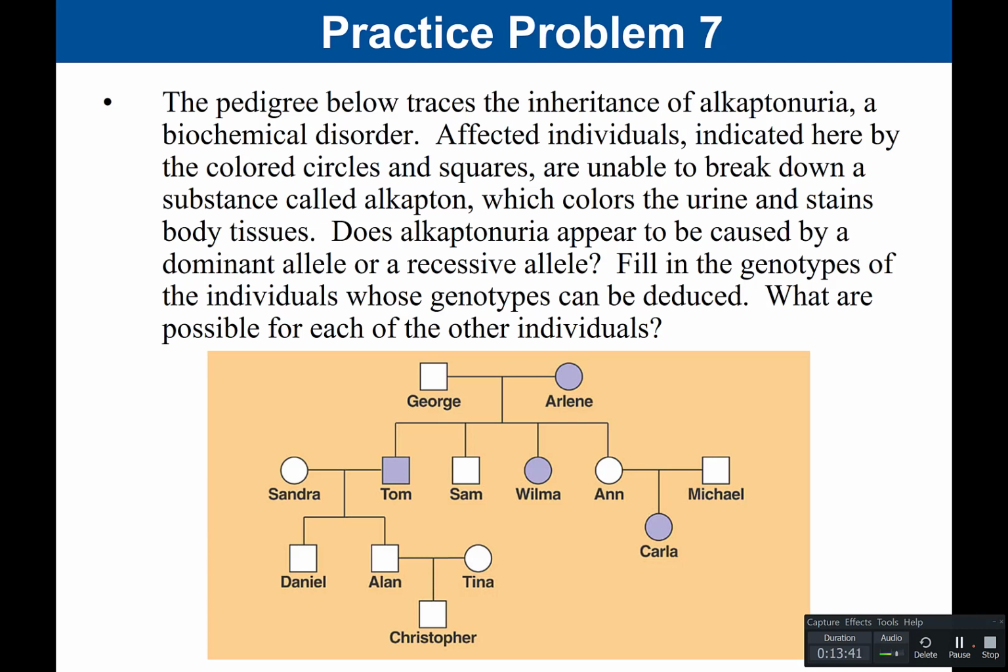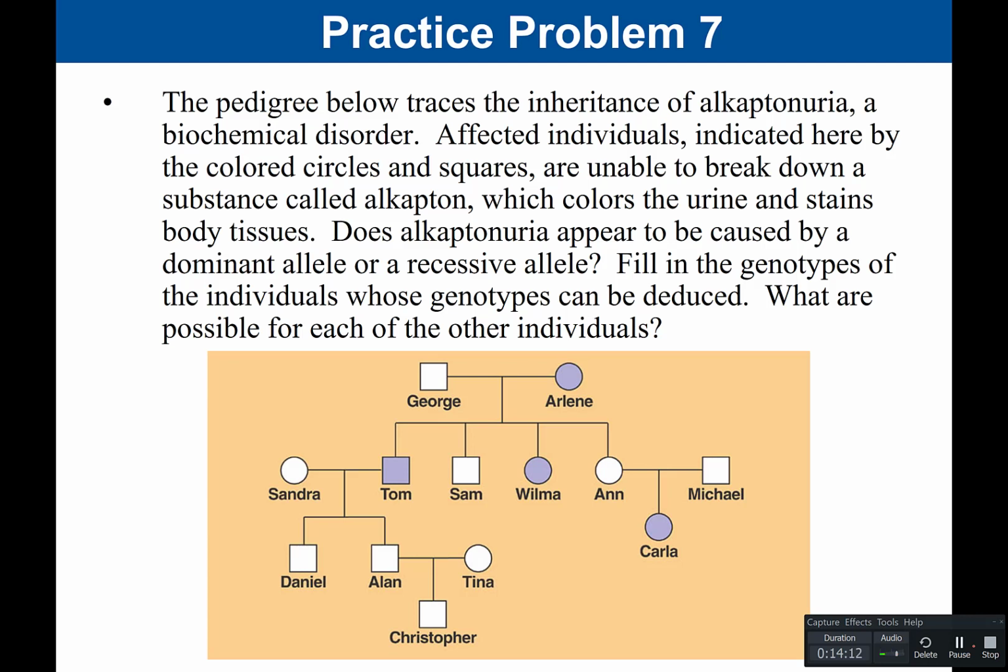Does alkaptonuria appear to be caused by a dominant allele or recessive allele? And then fill in the genotypes of the individuals whose genotypes can be deduced. What are the possible genotypes for each of the other individuals? So first you want to look at this collectively and see if you can identify if it's a dominant or a recessive. There is one thing that is a sure giveaway of what type of inheritance it is. And so you want to see if you can find that.